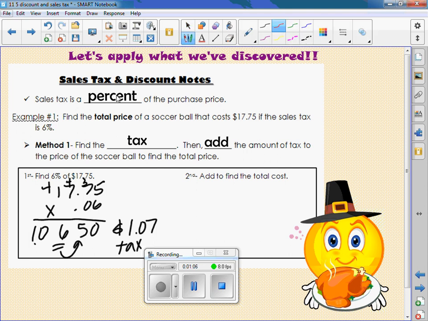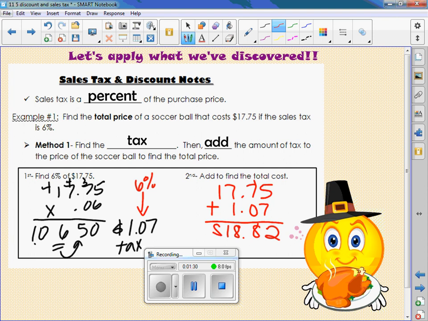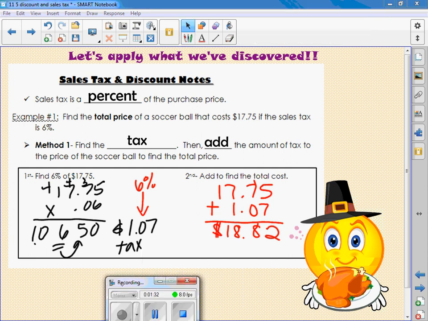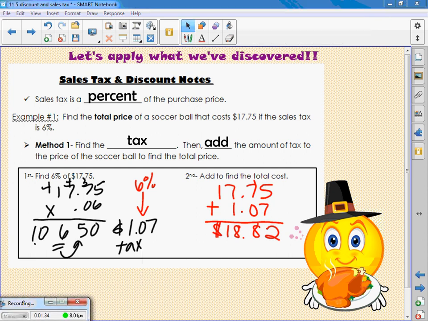So the $1.07 represents 6%. Okay, the $17.75 represents 100% of the cost of the soccer ball. So to find the total cost, we need to add $17.75 and $1.07. So with tax, it costs $18.82.